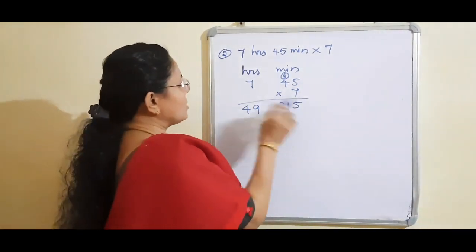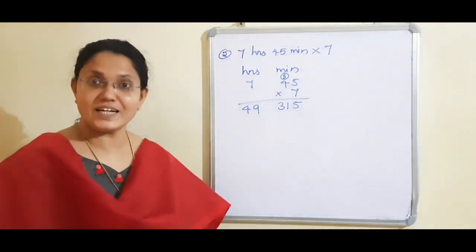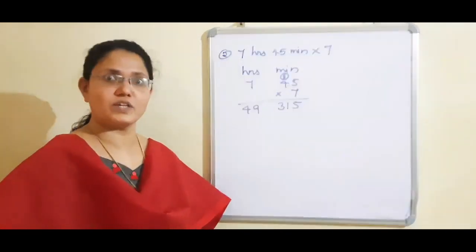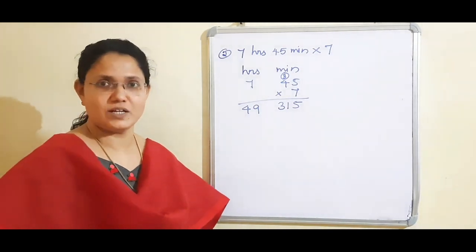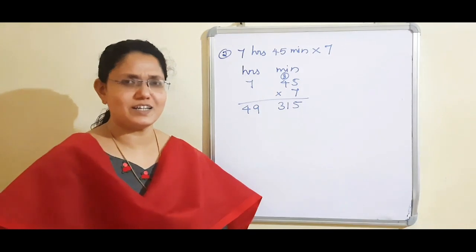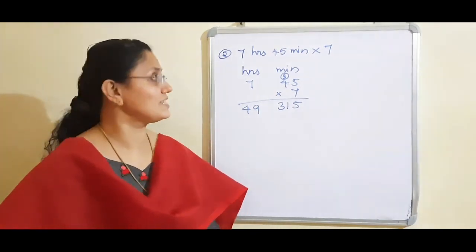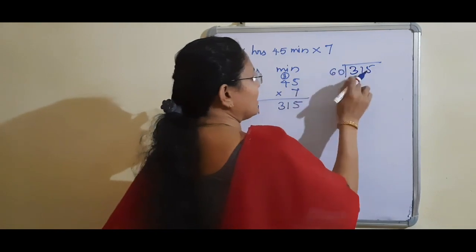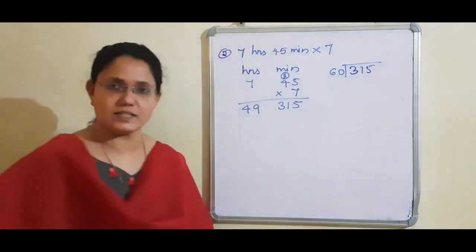First itself, minutes to hours. You know that 60 minutes make 1 hour. Therefore, 315, we can change this to hours. How? By dividing 315 by which number? Yes, 60, because 60 minutes only make 1 hour. First, divide 315 by 60.